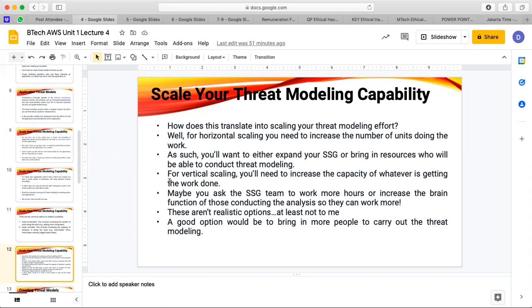But for vertical scaling, you will need to increase the capacity of whatever is getting the work done. Maybe you ask the SSG team to work more hours or increase the brain function of those conducting the analysis so they can work more.